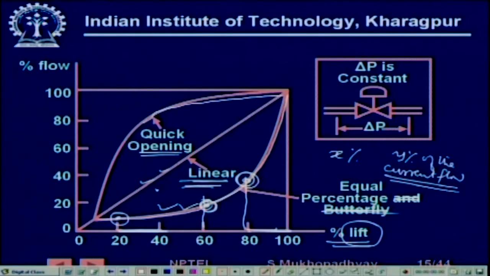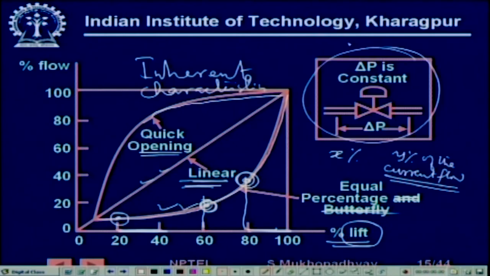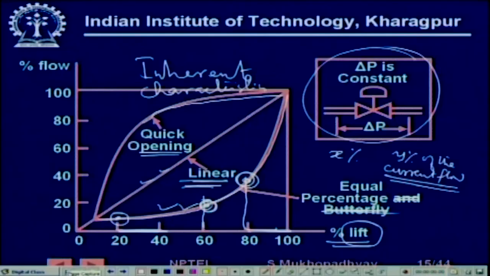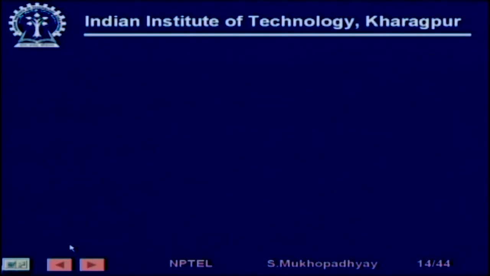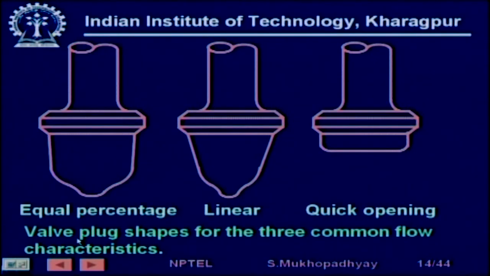Remember one thing: these characteristics are called inherent characteristics and are provided by the manufacturer under conditions that the pressure across the valve is constant. So, they actually maintain the pressure across the valve and then they characterize these curves, right. This is important to understand.